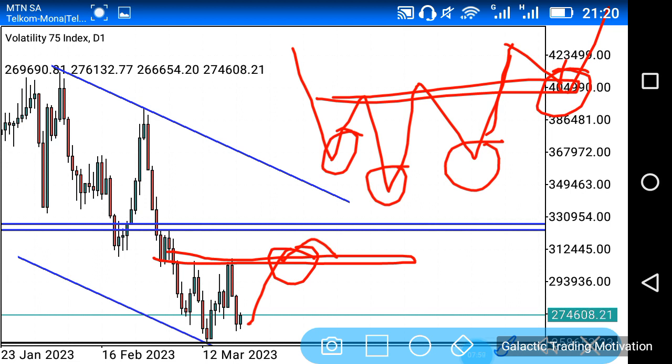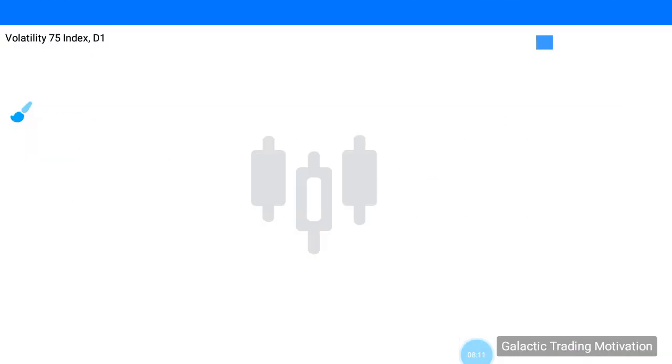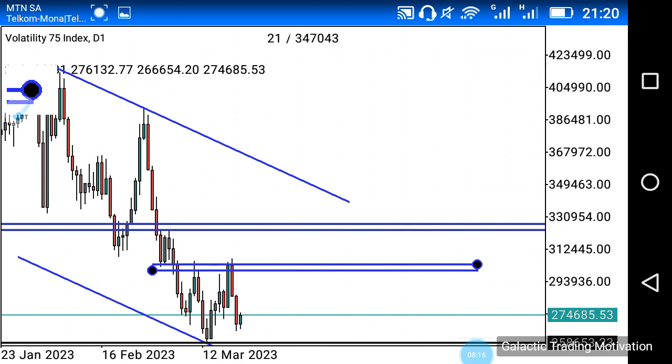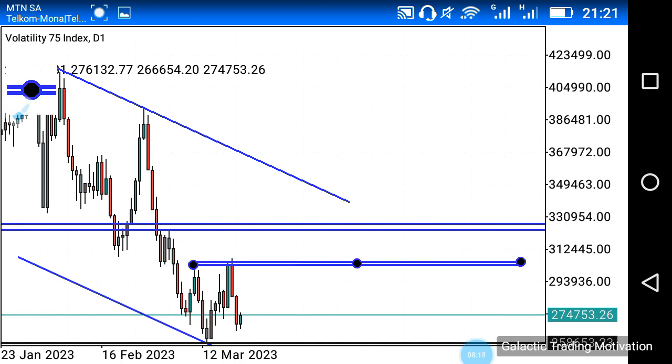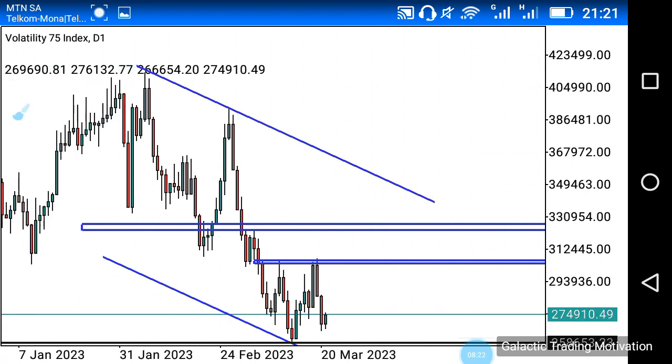Having said that guys, I would not buy should price break to the upside of that neckline and then come back to retest that neckline. The reason why I would not buy is because, let me just actually add my neckline so I can make this illustration properly. Right, so that's the neckline of our inverted head and shoulders pattern.